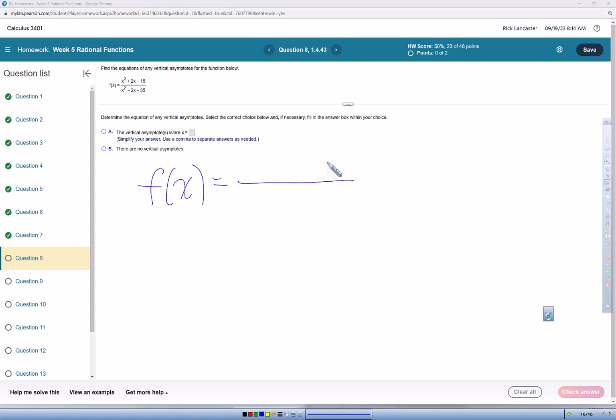So in the numerator, I need an x squared, so an x times an x will do that. I've got a negative constant, so that means I've got to have a positive and a negative. The middle term is positive, so the bigger number has to be positive. So I'm going to put a 5 there and a 3 there.